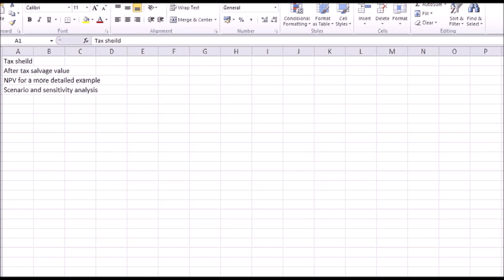And today we'll try to talk about tax shield, after-tax salvage value, and a more detailed example for a project that you are evaluating, and we'll try to calculate NPV for that.